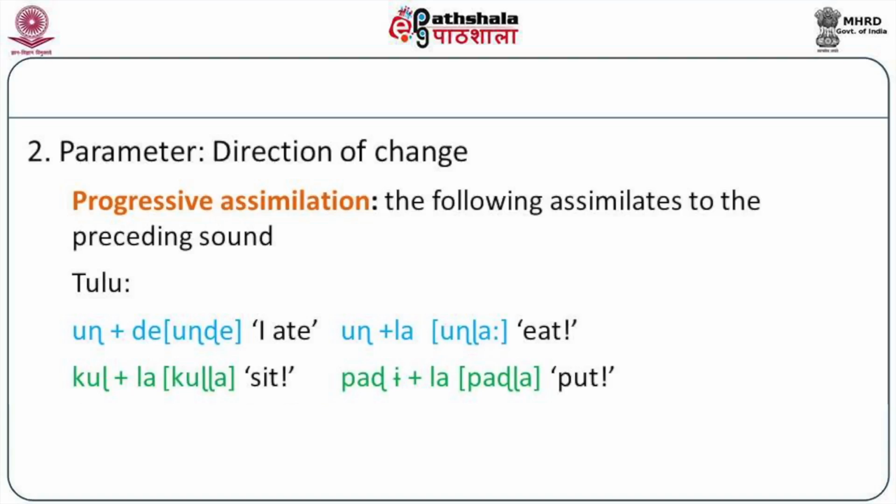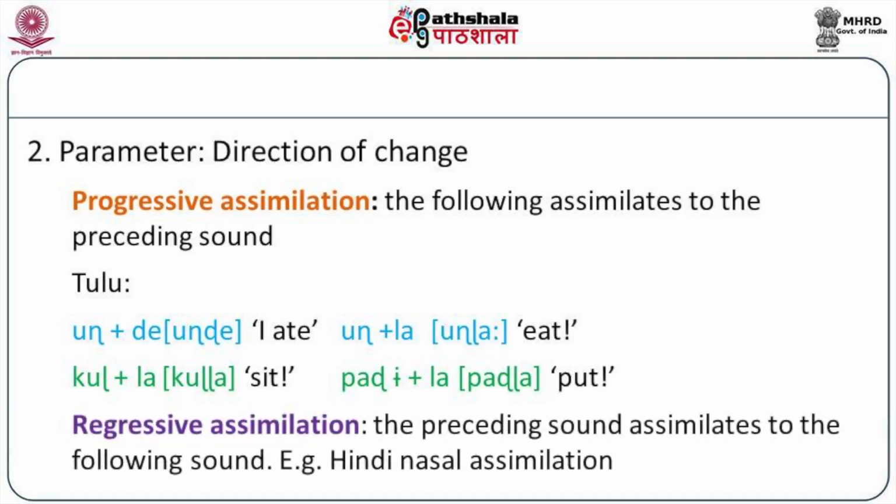Progressive assimilation takes place when the following segment assimilates to the preceding segment. For example, if we have a retroflex nasal followed by a dental plosive, and the dental plosive becomes retroflex, then it is an example of progressive assimilation. Regressive assimilation is the opposite of progressive assimilation, where a preceding sound becomes like a following sound. The examples are given on your screen.